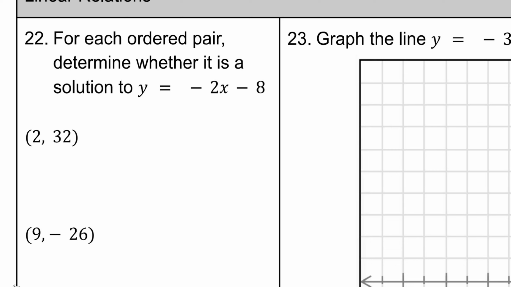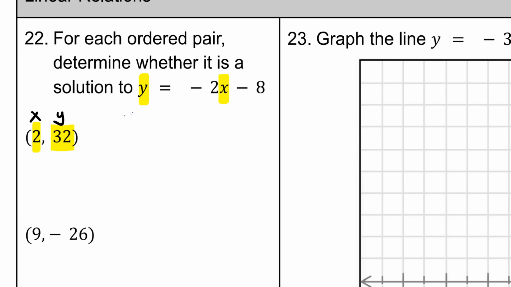I'm going to start this homework video guide on question number 22, and for each ordered pair I need to determine whether it's a solution to this linear equation. So all we're really doing is we're given an x value and a y value, and we'll denote that as just x and y, and we're going to insert those into the linear equation here. So this is your y value and this is your x value. Okay, so let's go ahead and plug the numbers in.